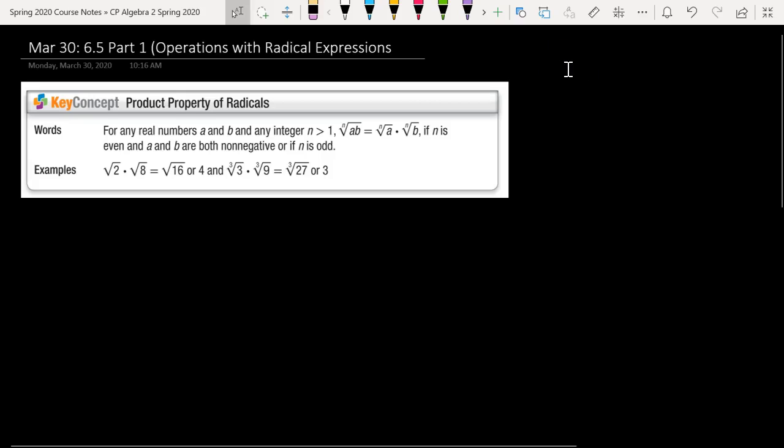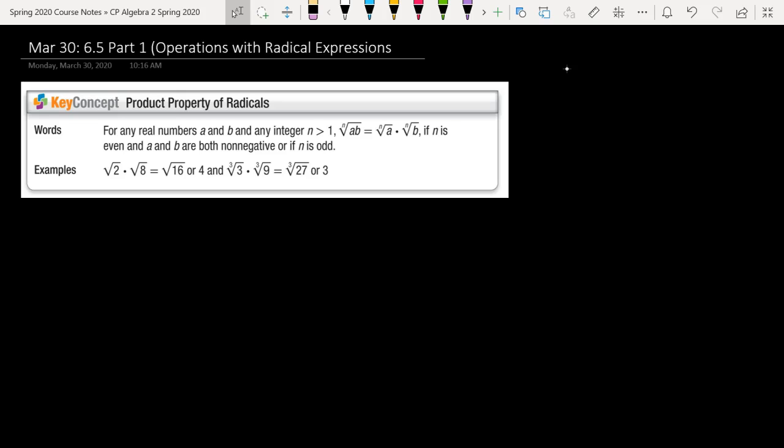Welcome back, everybody. Let's get started in section 6.5. There are quite a few things going on in this section, so I'm going to break it up into a couple of videos. This first video will look at simplifying nth roots, and then rationalizing denominators. Then we'll move on to the next video with the rest of the operations we need to deal with.